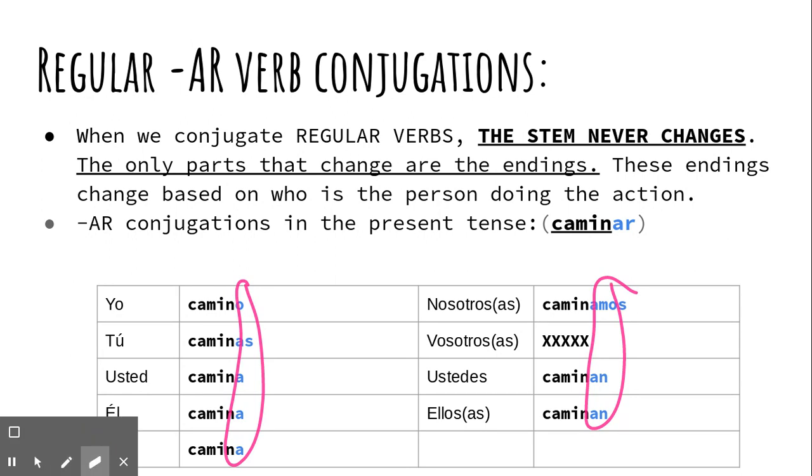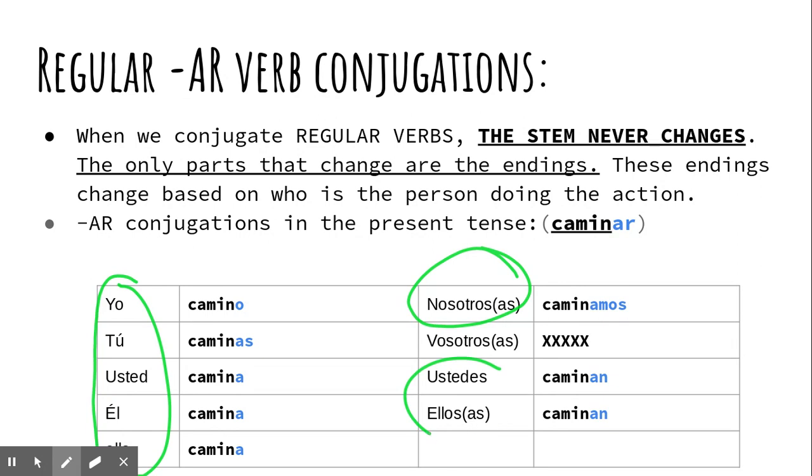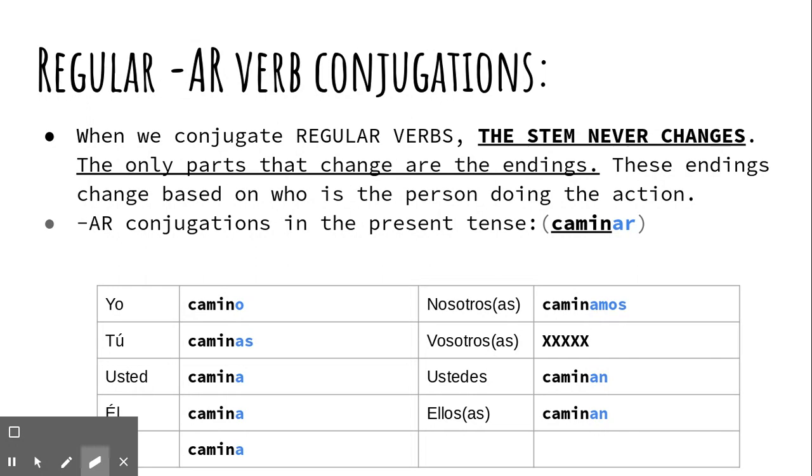One more thing. As you are conjugating, make sure you begin your conjugations with these pronouns. Yo, tú, usted, él, ella, nosotros, ustedes, and ellos or ellas. It's not necessary to do the vosotros one, since we're not going to be using it in class. Let's continue.